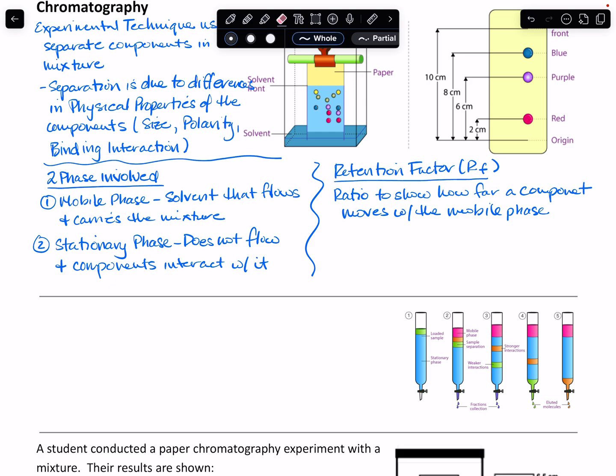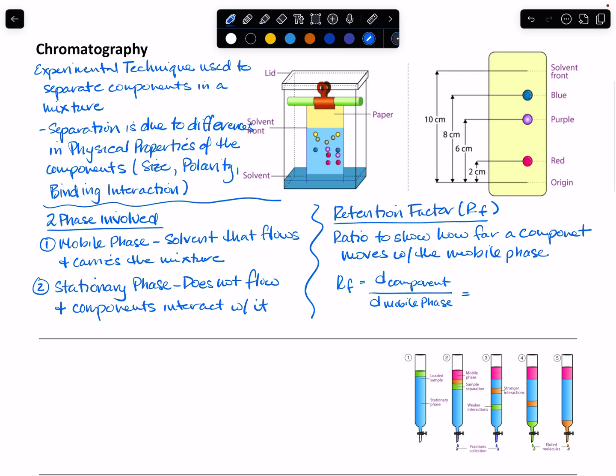All right. How do you calculate that? That retention factor is the distance of your component divided by the distance of your mobile phase. All right. So it's a very simple calculation. So if we look at our chromatograph above, this is our chromatograph right here.